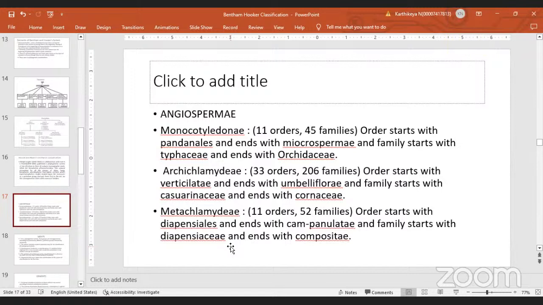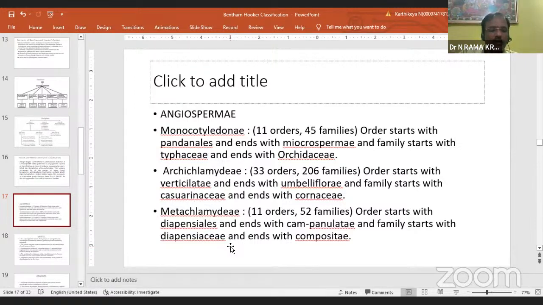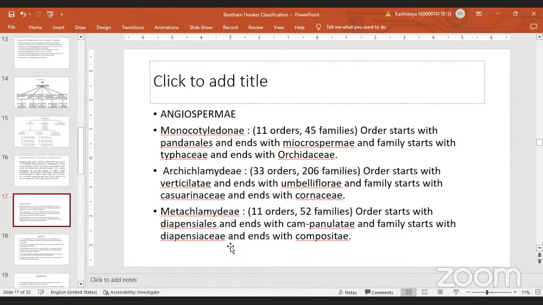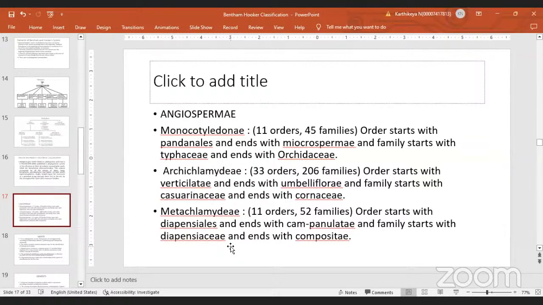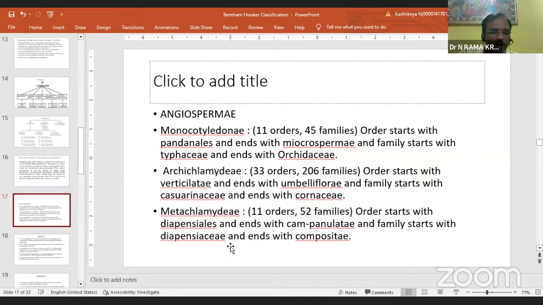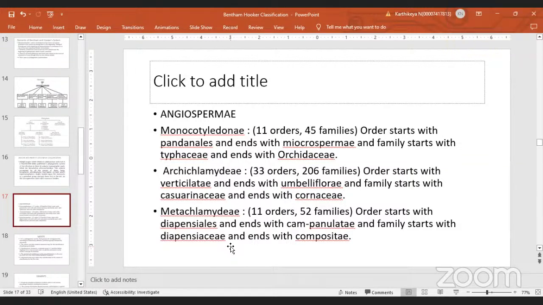Embryophyta or Siphonogamy. Embryophyta is divided into how many? Two. Gymnosperm and angiosperm. Very good. Okay, now Gymnosperm, you can leave it. Angiosperms are again divided into how many? Two. Monocots and dicots. Monocotyledon, okay. Dicots, you know, yes.